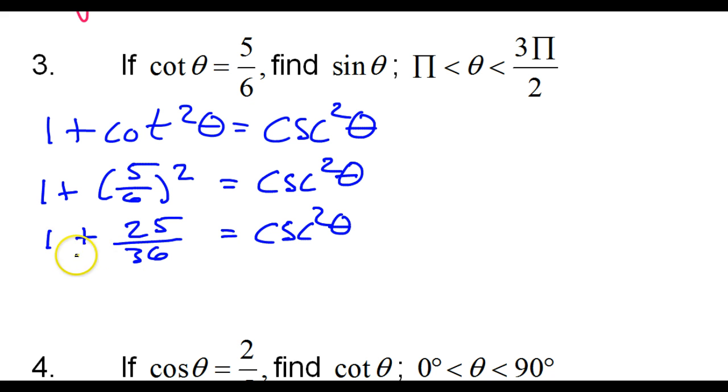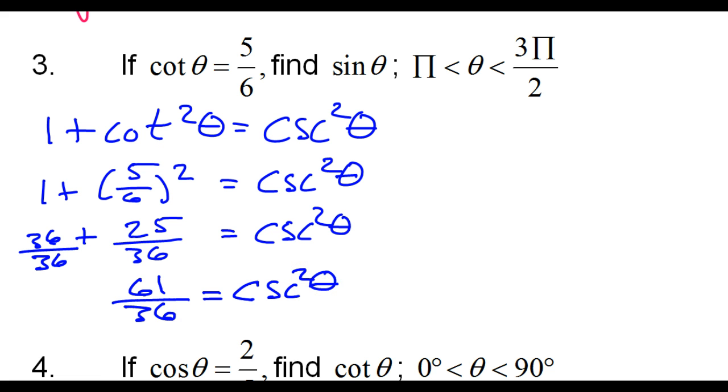Now 1 is a chameleon. If I want a denominator of 36, so these can be easily added, you can change 1 into anything you want just by putting that number over itself. So I'll just go 36 over 36, and immediately I have like denominators. So it's just a matter of 36 plus 25, which is 61. So that'll be 61 over 36 is equal to cosecant squared theta.